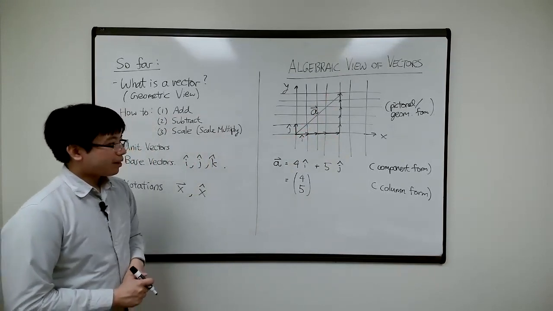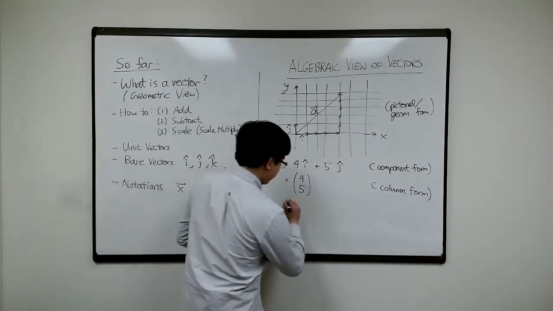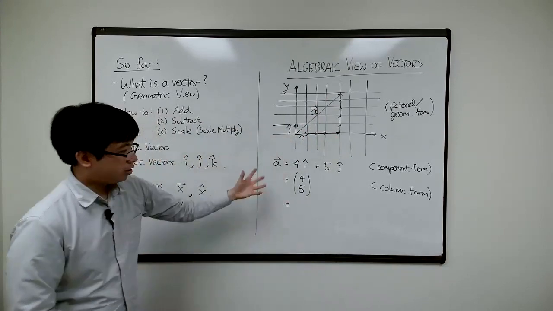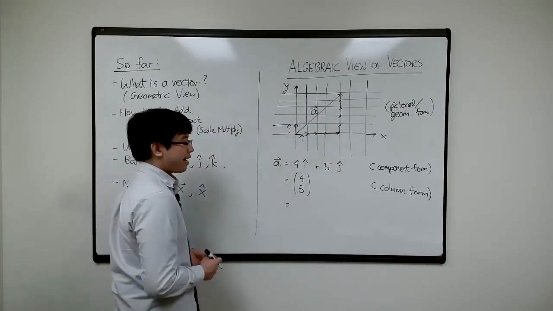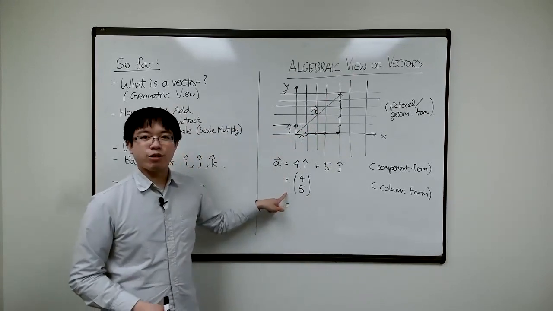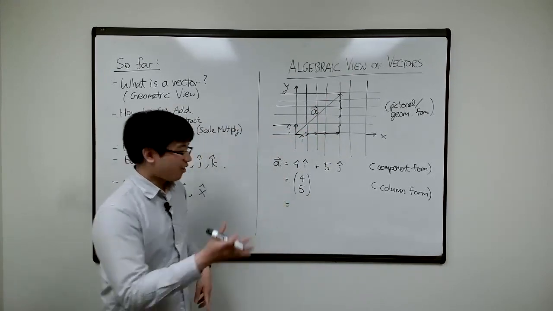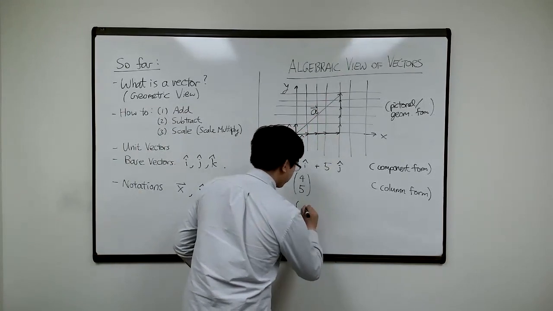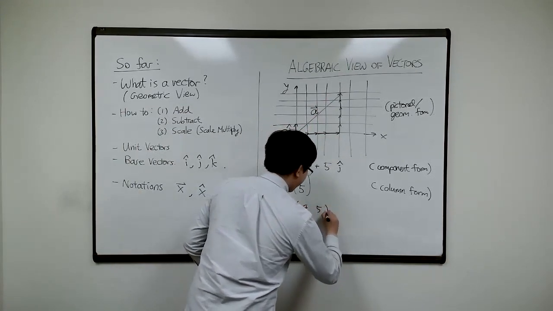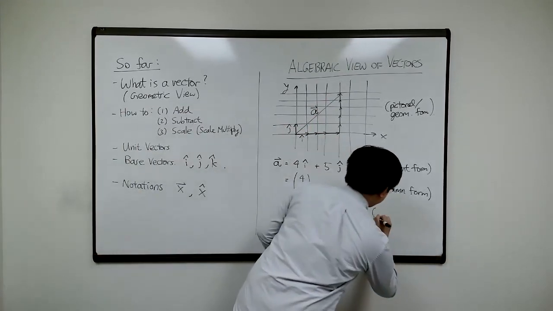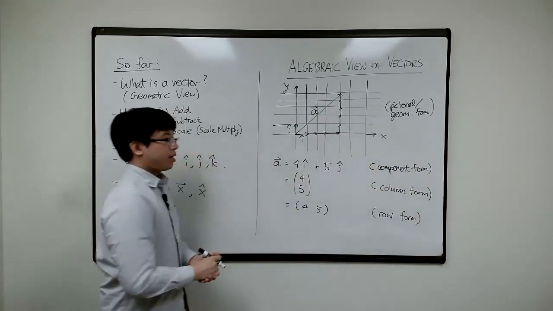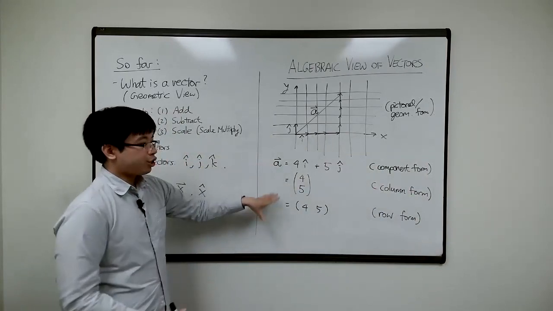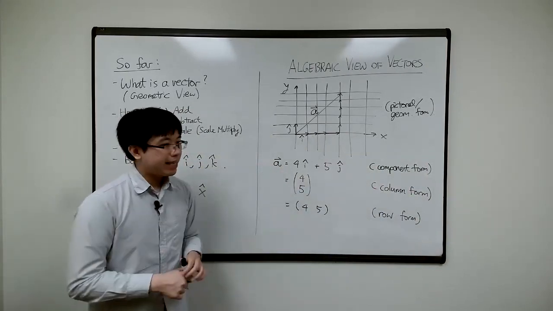There's one more way to represent this. It's called a row form, and the reason is because column form is also very difficult to type in a computer. So if you're typing, a lot of textbooks would write it like this, 4, 5, just as a row. This is the row form or the row representation of a vector. All these three are called algebraic because you break them into components.